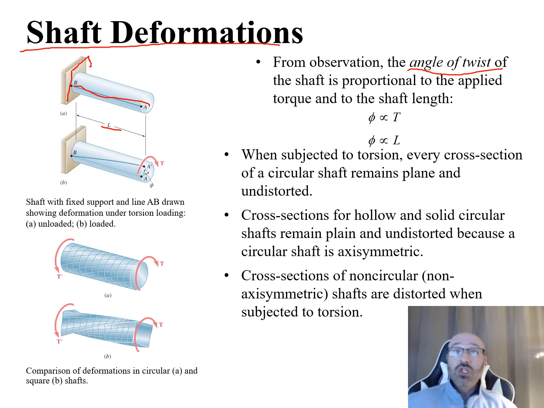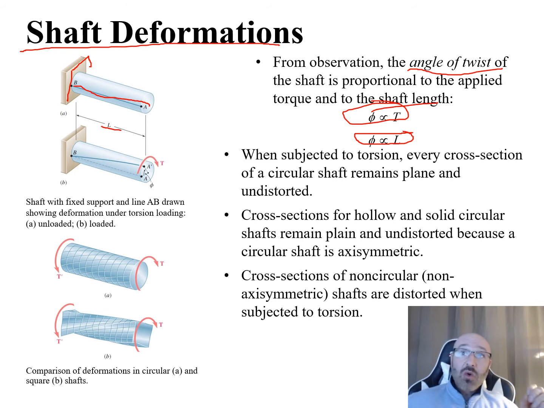Now, from an observation standpoint, the angle of twist of the shaft is going to be proportional to the applied torque and to the shaft length, which again is that shaft length L there. So this phi is going to be proportional to the torque, and this phi is going to be proportional to the length.